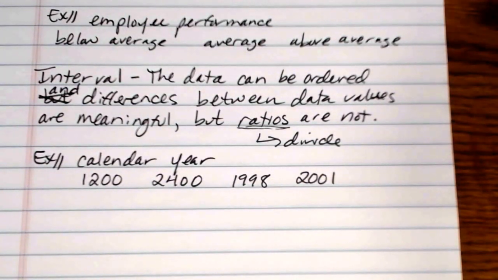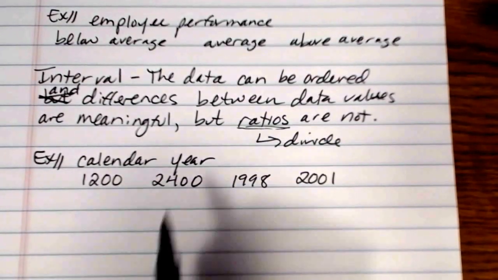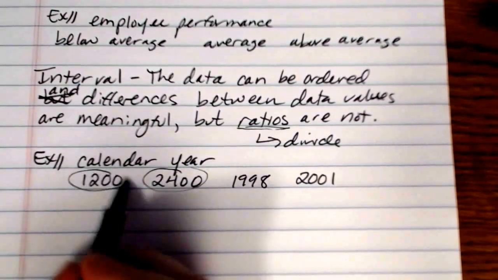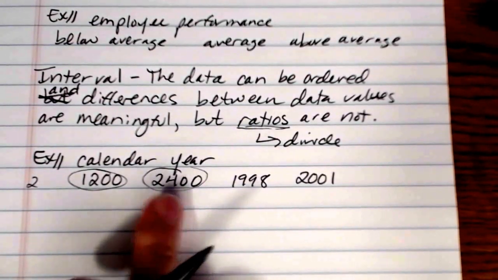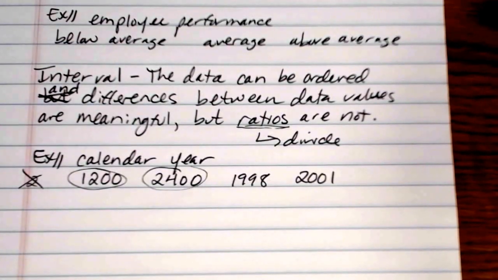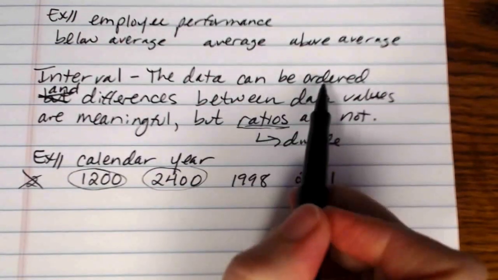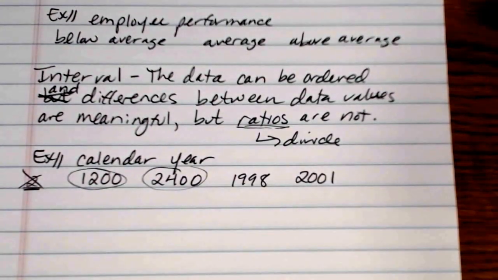So that makes sense. Ratios, however, don't really make sense when we're talking about calendar year. I can take 2400 and divide it by 1200 and get 2 as the ratio. But that's not to say that the year 2400 is somehow twice as late as the year 1200. That ratio of 2 is actually meaningless in this context. So at the interval level, we can put the data in order, we can subtract, but if we try to divide, the values that we get are not necessarily correlating to any real world construct. Okay, they don't have a real world meaning.